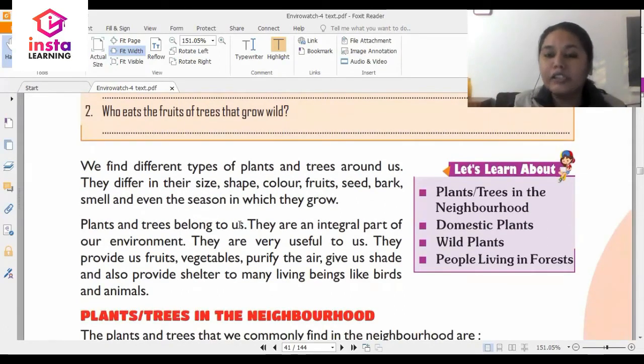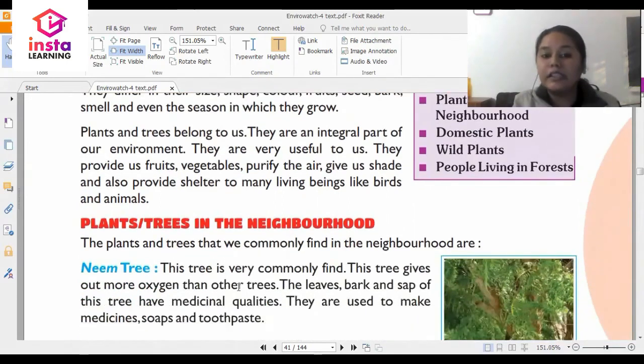Plants and trees belong to us. So they are a part of nature and they are an integral part of our environment. They are very useful to us. They provide us fruits, vegetables, purify the air, they give us shade and provide shelter to many living beings like birds and animals. Plants or trees in the neighborhood.